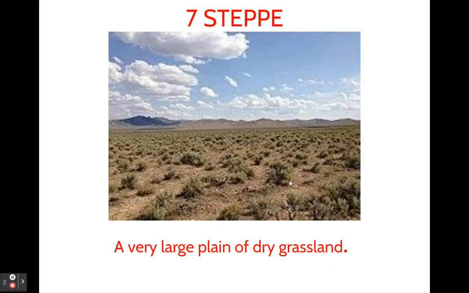7 is a steppe. And again, it's not a steppy. A steppe is just a very large plain, meaning a flat, grassy area that's very dry. So a very large plain of dry grassland. And we have plenty of those around here. But they also have them in the Eastern Hemisphere.